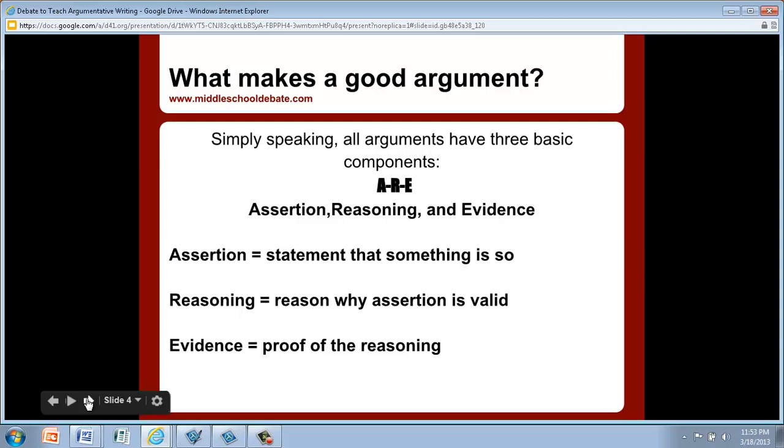In this case, the students give an assertion in a debate, and that's just a statement of something that is so. They give then their reasoning, why the assertion is valid, and then they offer evidence, hopefully some proof, some data that proves that the reason that they gave is valid.